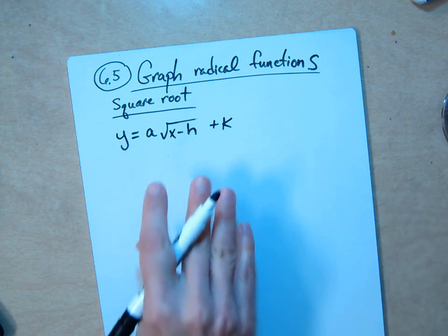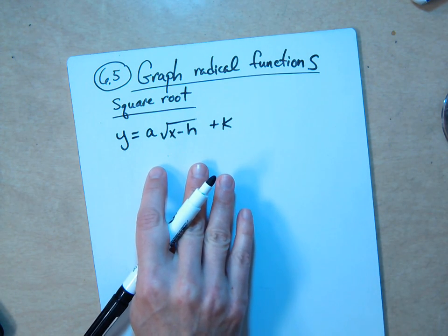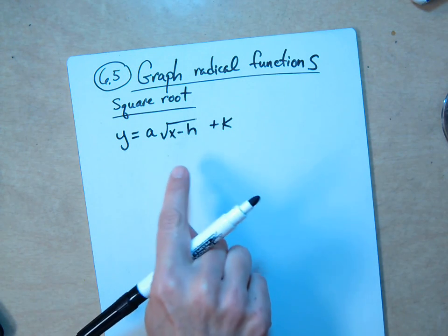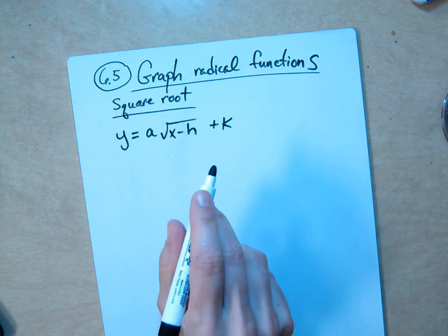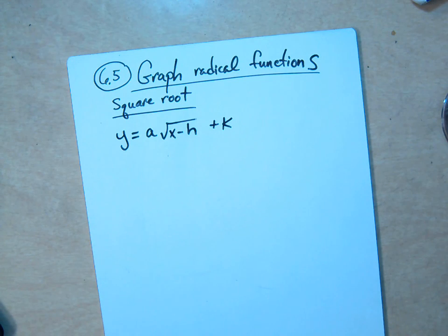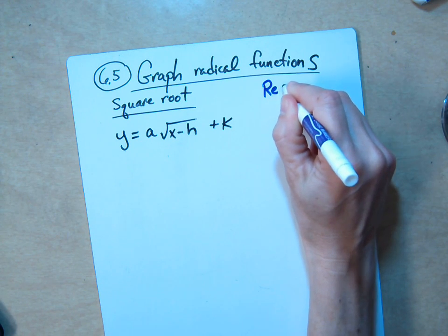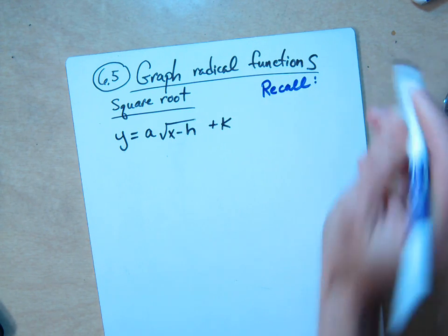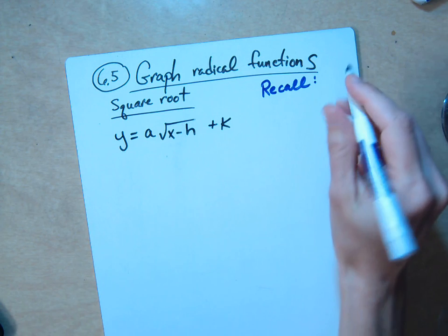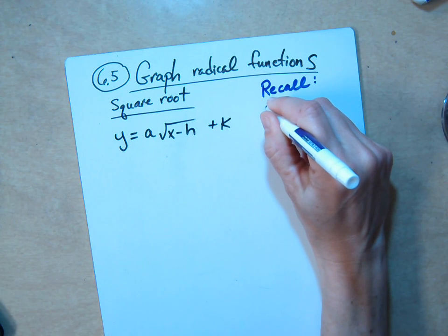So this is the form for square root, and this is what each thing means. But before I go into that, I want you to remember something that should remind you of this. All right, recall. This is for review. This is great review right here.